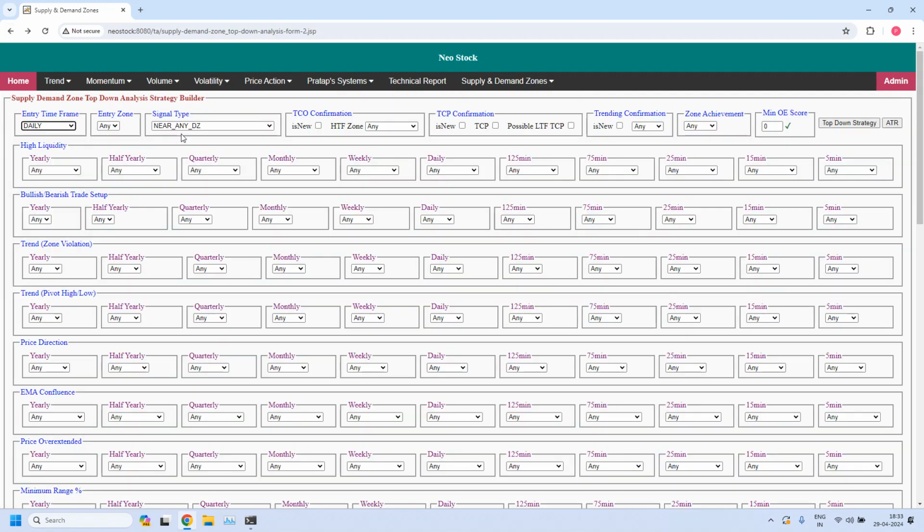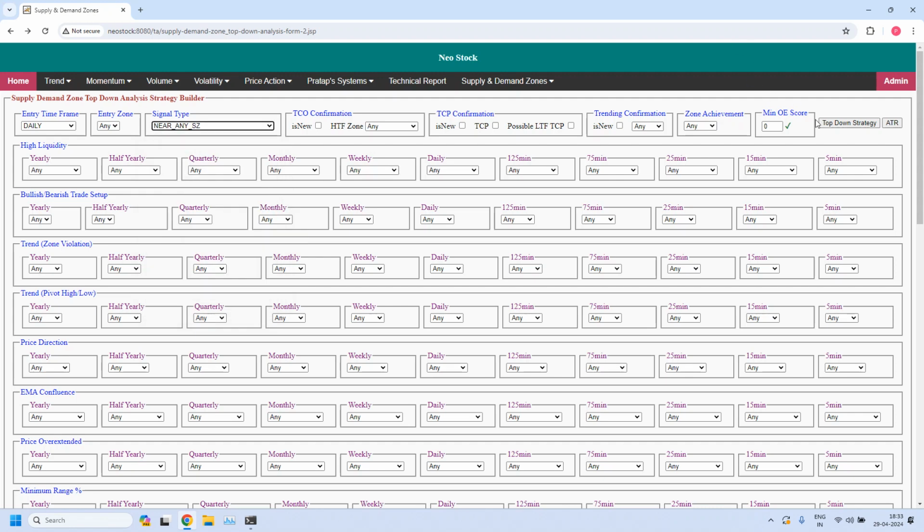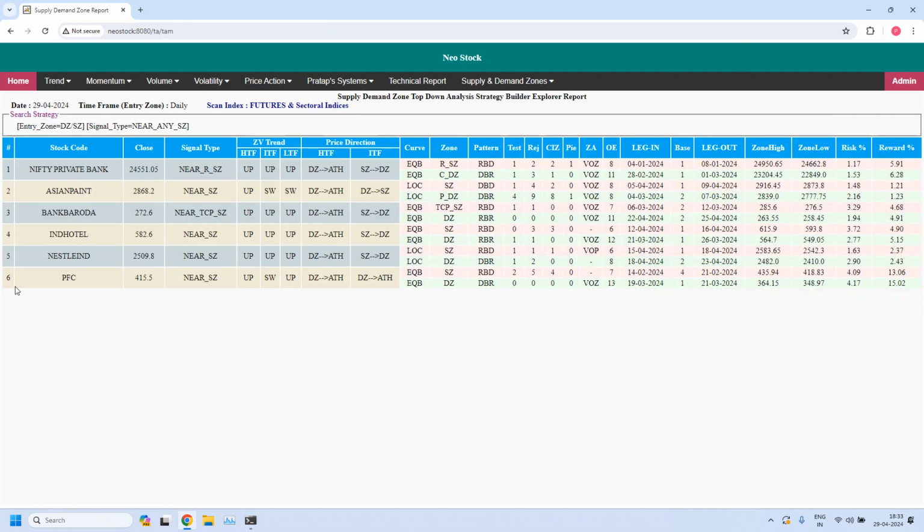For daily time frame, let us find the stocks near daily supply zone. So 6 stocks are filtered. Let us identify high liquidity supply zones. The first one is a pierced zone, so leave it.